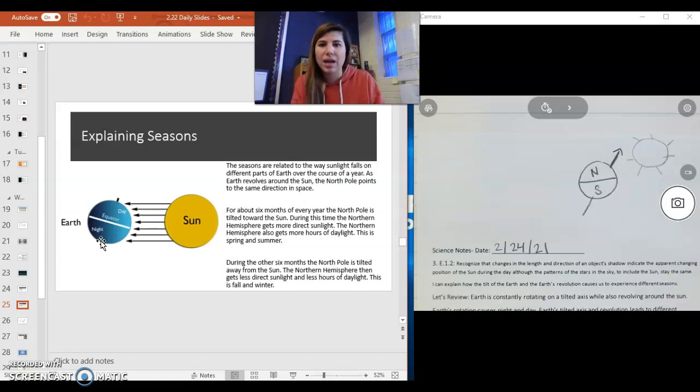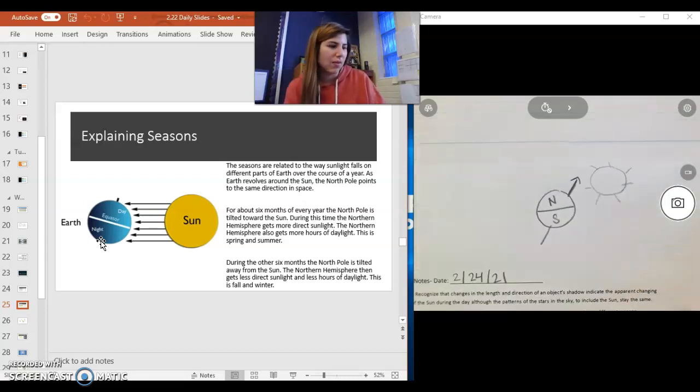And so because of that, the northern hemisphere gets more direct sunlight. That's going to be really important wording that we know. It gets more direct or intense sunlight. The northern hemisphere also gets more hours of daylight. So this is spring and summer. During the other 6 months, the North Pole is tilted away from the sun. During this time, the northern hemisphere then gets less direct sunlight and less hours of daylight.